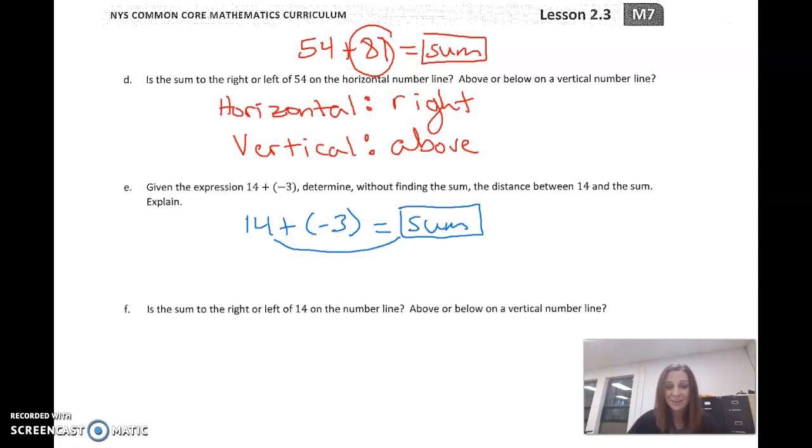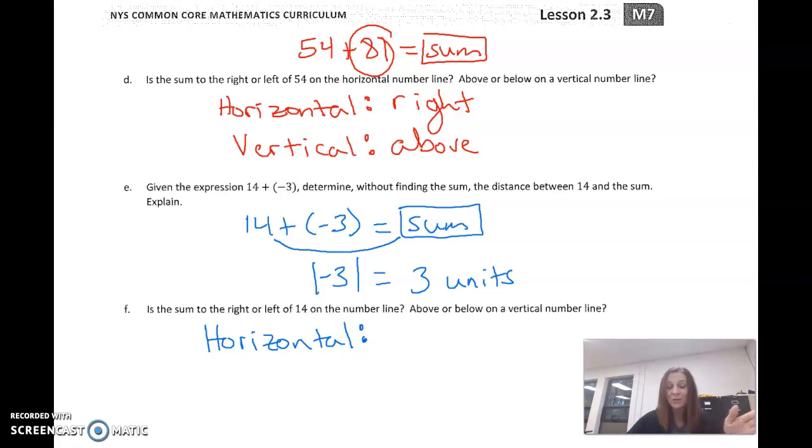Okay, well the distance, remember this is a negative 3 here, but we don't say distance as negative 3, we say its absolute value. So the distance between 14 and our answer is going to be 3 units. Now, is the sum, this negative 3, to the right or left of 14 on a horizontal number line? So I'm going to write horizontal here. Okay, it's negative, so from 14, we're going to count down. We're going to go to the left.